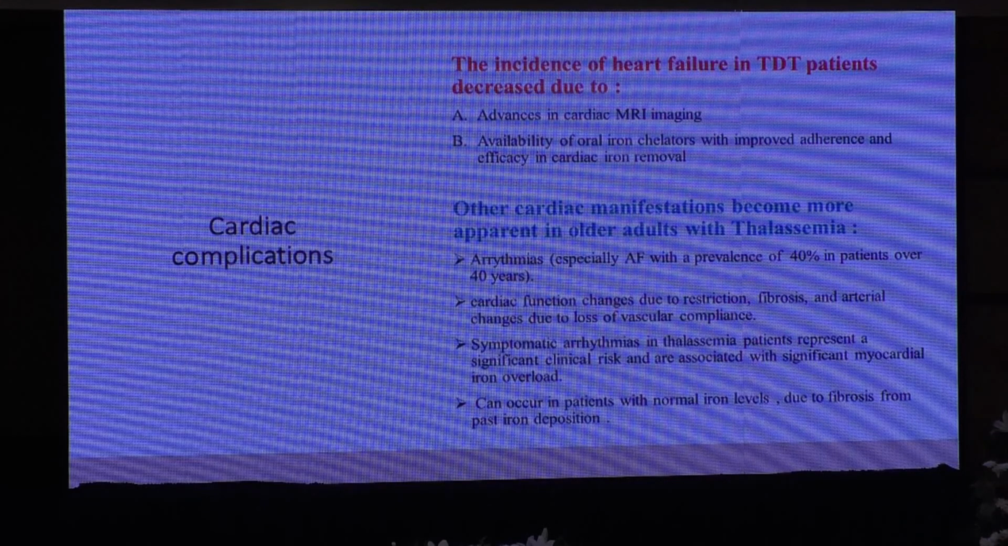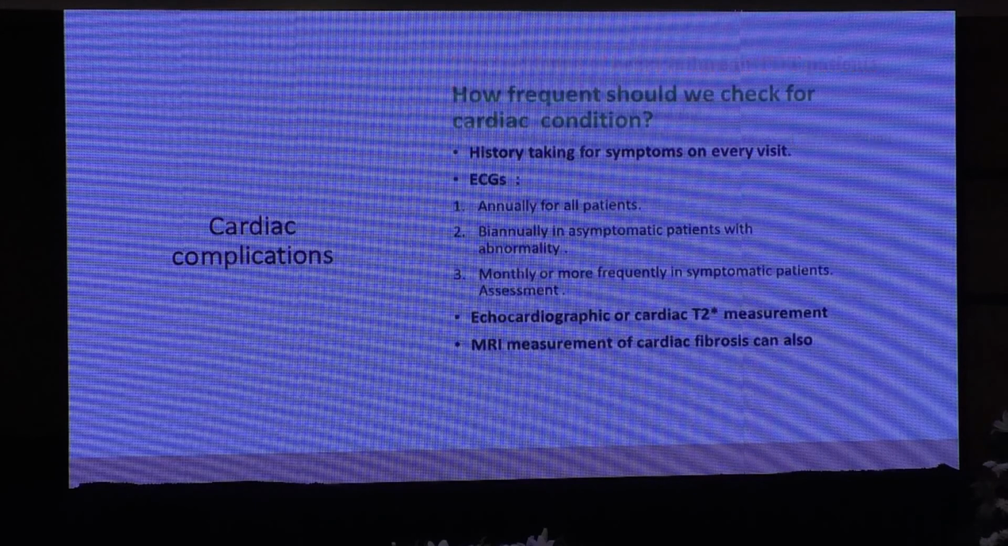Cardiac function changes due to the occurrence of restriction, fibrosis, and arterial changes due to loss of vascular compliance as a complication of prolonged iron overload without treatment. Symptomatic arrhythmia in thalassemia patients represents a significant clinical risk, and it usually reflects a significant myocardial iron overload. It can occur in patients with normal iron level, but this reflects that there is a fibrosis in the myocardium due to past iron deposition.